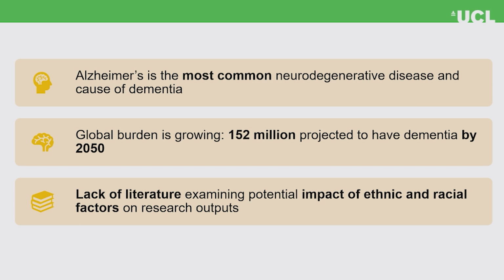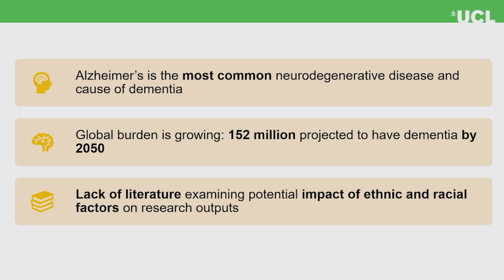So, Alzheimer's is the most common neurodegenerative disease and cause of dementia, as you've already heard in this session. And unfortunately, the global burden is growing, with 152 million people projected to have dementia by 2050. And the number of people living with dementia is estimated to rise particularly in low and middle income countries. Despite this, there's a lack of literature examining the potential impact of ethnic and racial factors on research outputs.